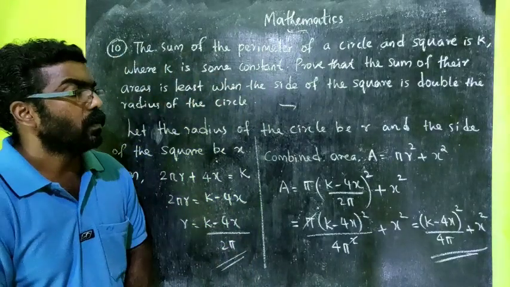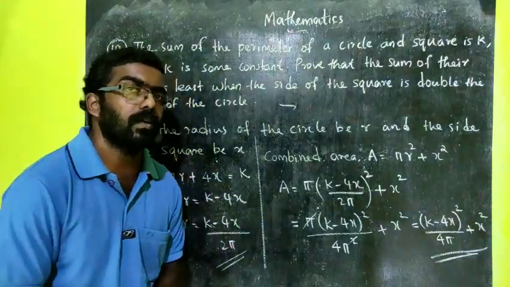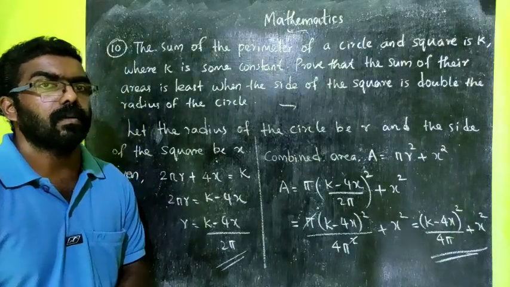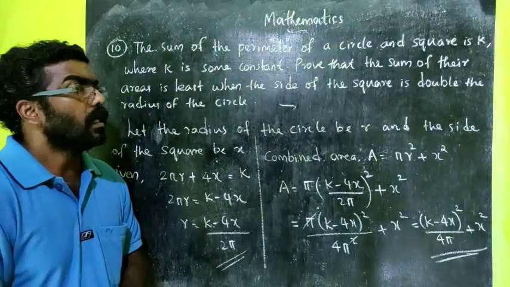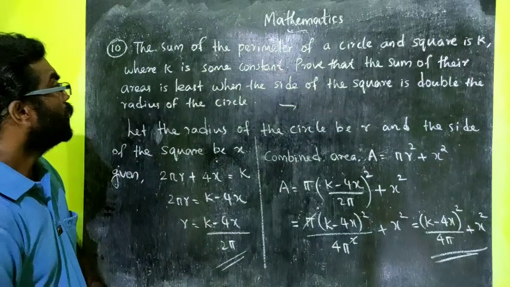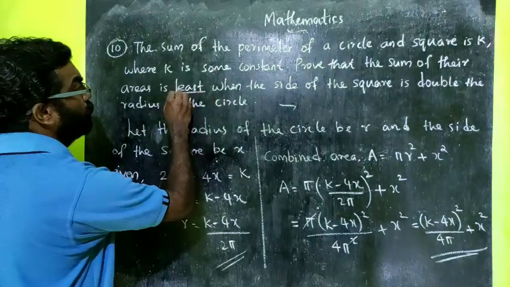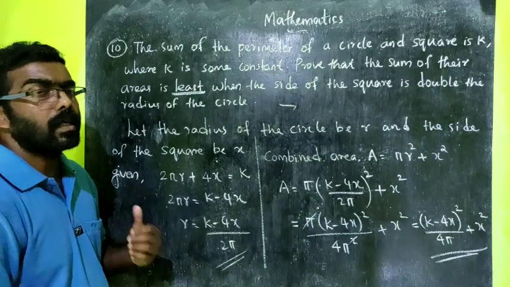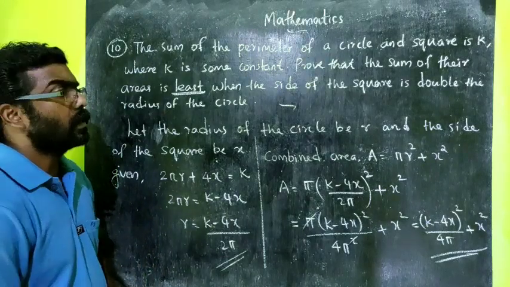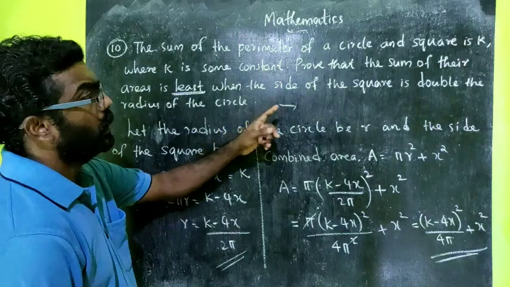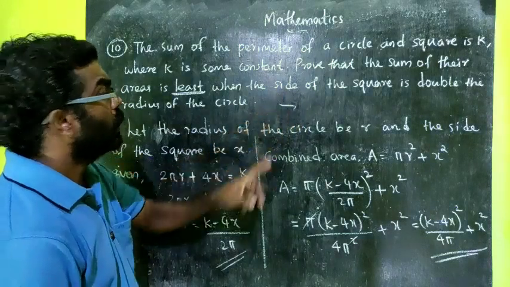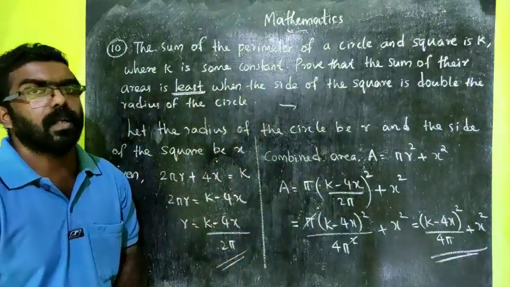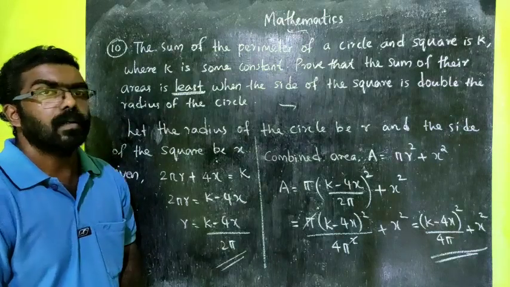Now we have to take the first order derivative, second order derivative, and so on. That means we have to apply the second derivative test. Here the area is least. Least means minimum, meaning the value of the second order derivative at the critical point will be greater than 0. And the condition is such that the side of the square is double the radius of the circle. Okay.